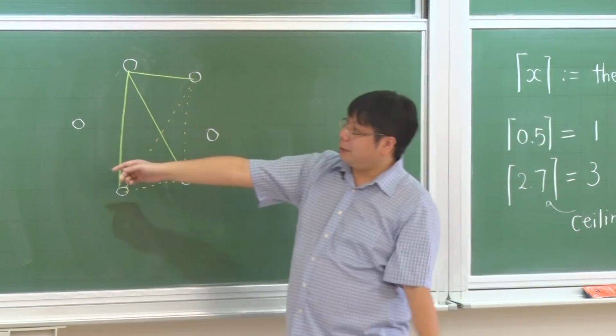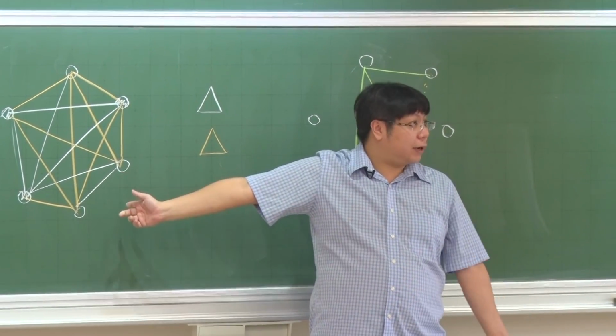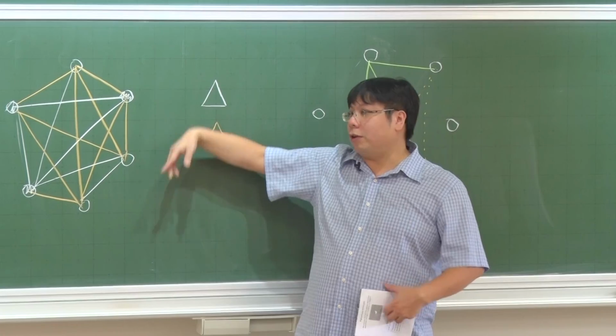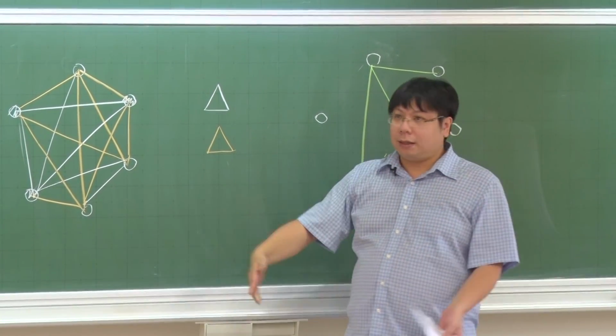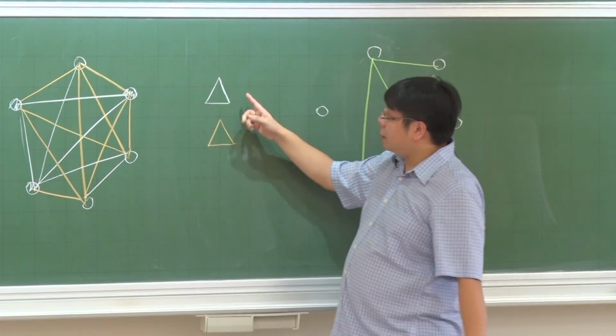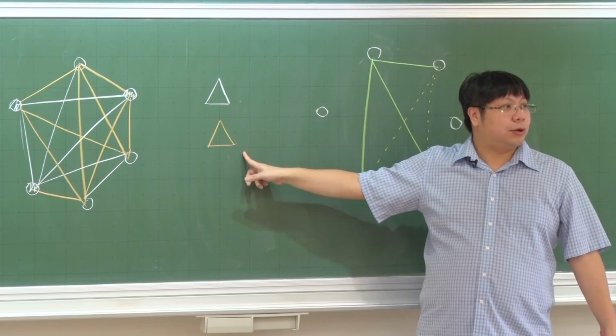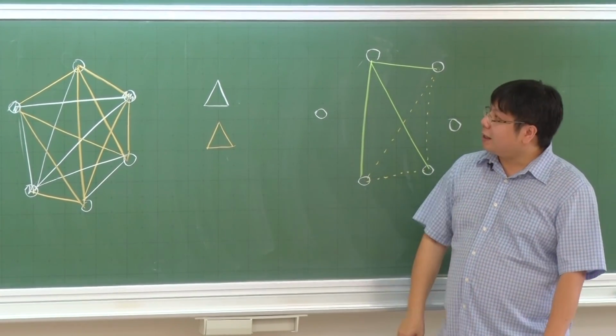So this is the same problem as this one. If they are friends, we use one kind of color, let's say white. If they are not friends, we use a different color, let's say orange. So we are saying that if you join all the edges by white or orange, then you can find either a triangle of white or a triangle of orange. This is an interesting result.